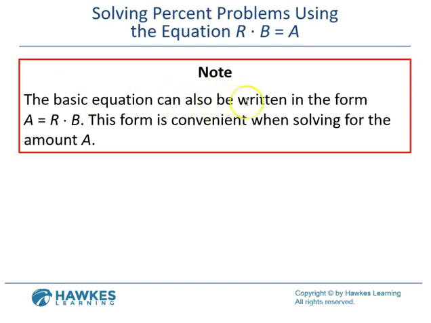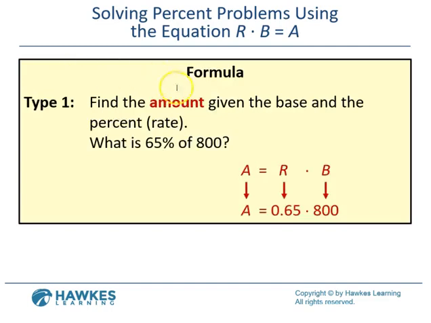The basic equation can also be written in the form A equals R times B. This form is convenient for solving for the amount A because it puts A in the front. Okay, so let's take a look. To find the amount of the given base in the percent, what is 65% of 800? Well, notice the 65%, that's going to be our rate.